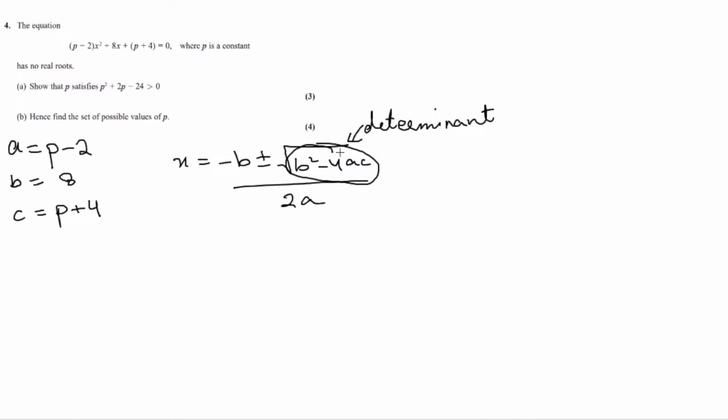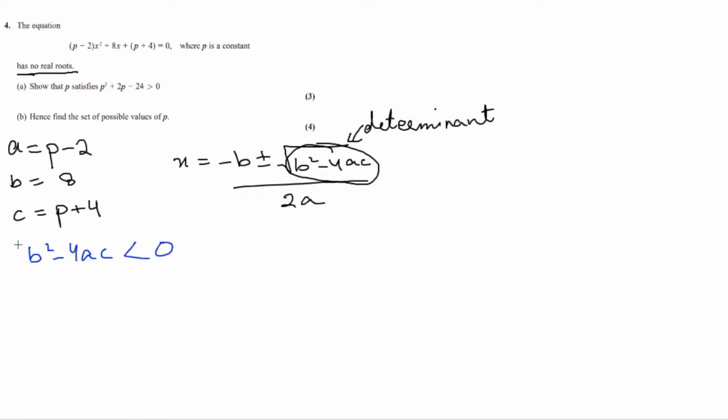Because it's in the square root, if this term is equal to 0, we have just one root. If it's negative, we don't have any real roots, because the square root of a negative number is not a real number. And if it's greater than 0, then we've got two real roots. Here, because the question says it has no real roots, we know that b squared minus 4ac is less than 0. So I'm going to write that down: b squared minus 4ac less than 0.